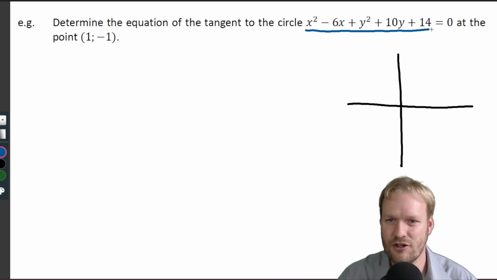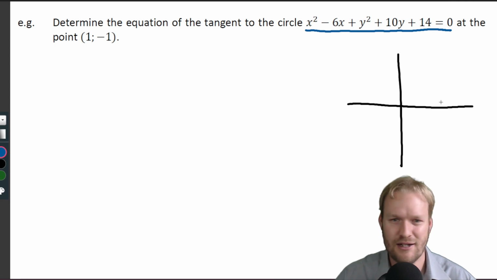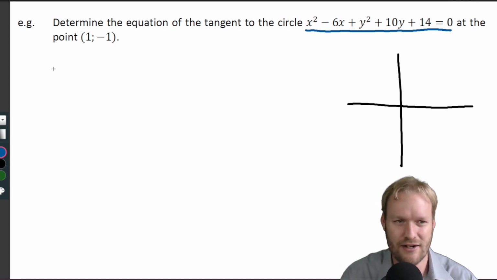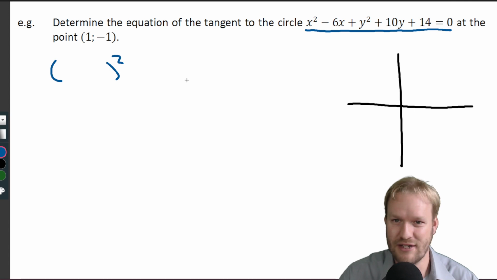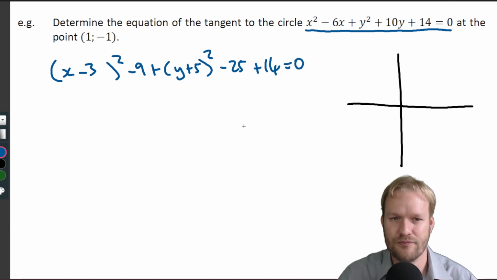So we've got this circle. I don't even know where the center is or how big the radius is. 1, minus 1 clearly is a point on the circle. We've done enough of these, hopefully, in the previous part 5, where you turn this into center radius form. So you went, okay, well, that's x minus 3 all squared minus 9 plus y plus 5 all squared minus 25 plus 14 equals 0.